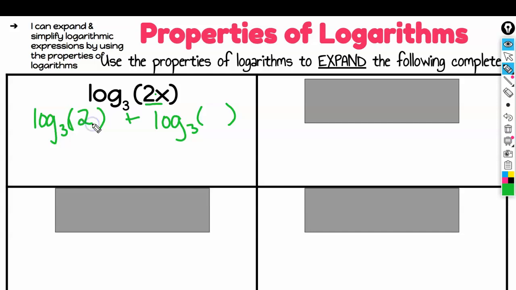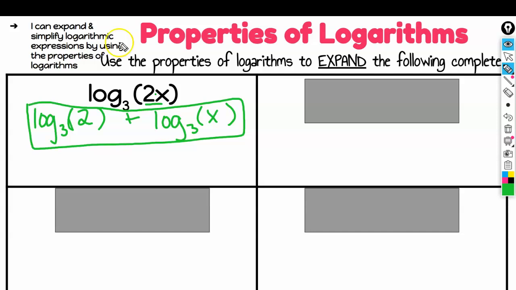And inside, I'm going to see each thing that was multiplied. So the 2 was multiplying with the x. So when I separate them, I'm separating the 2 and the x. So here I have my final answer.